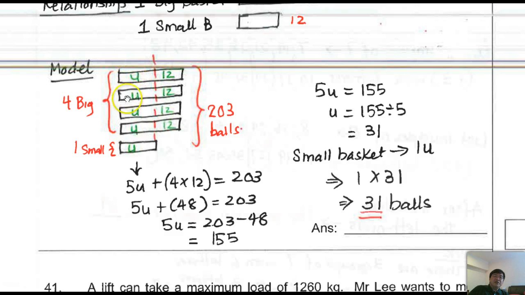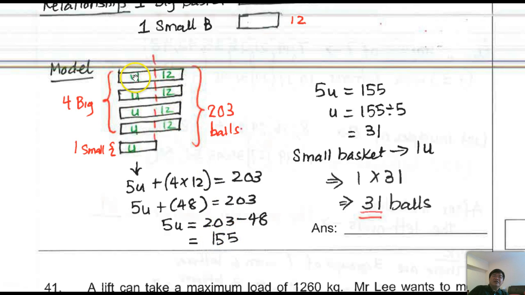Okay, so I put this whole row down. 5U, I put 5U here, plus this 12, 12, 12, 12. There are 4 12s. Okay, I hope you agree with me. This whole row plus this whole row should give me 203. So 5U plus 4 times 12 gives me 203. So I work it out again. 5U plus 48 is 203. 5U is 203 minus 48, which is 155.